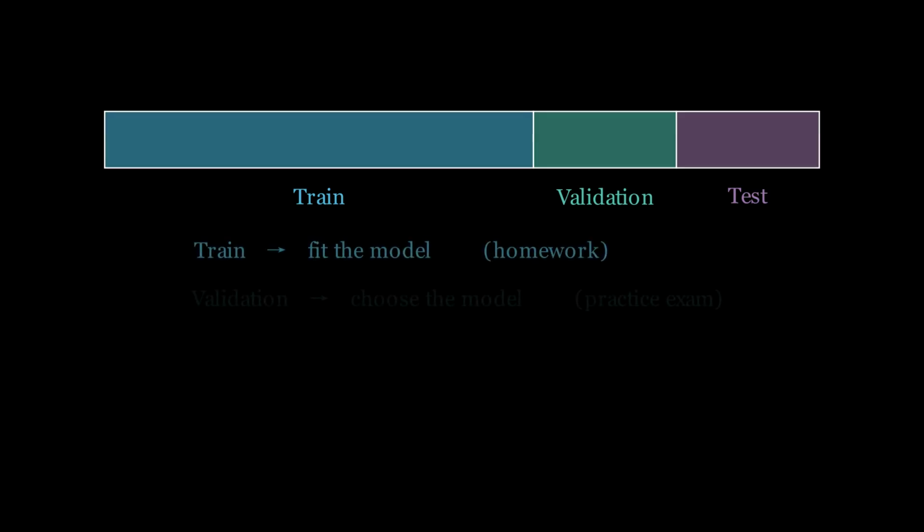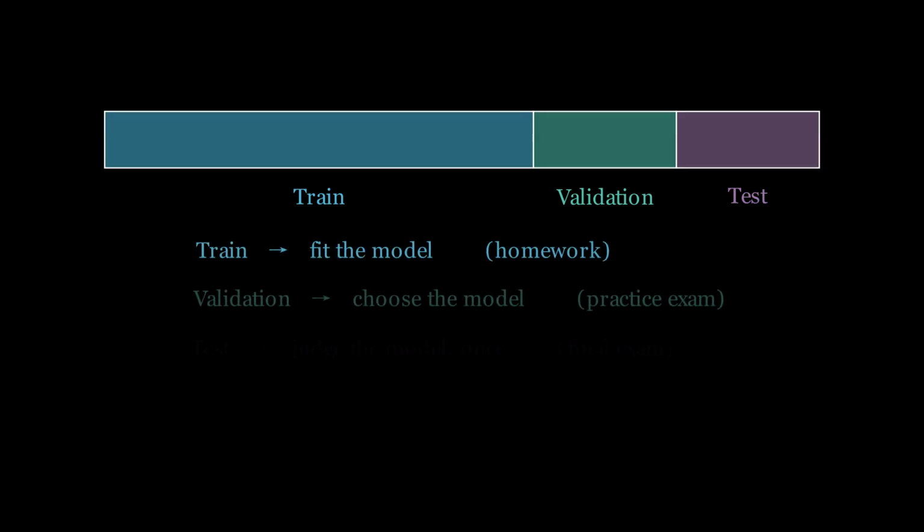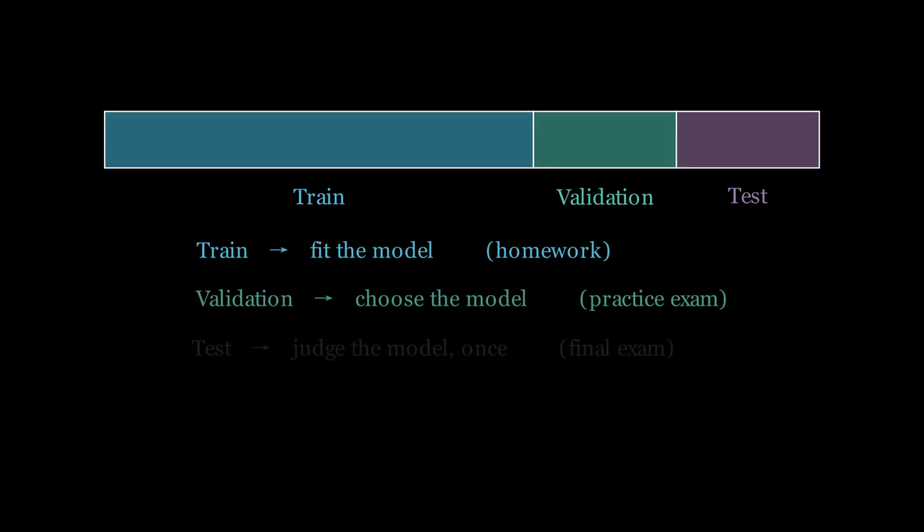You train on the training set, and you use the validation set to pick the model and settings that do best on it. Then, only at the very end, the test set gives the final verdict. Here's the analogy that makes it stick. The training set is your homework. The validation set is the practice exam you use to decide what to study, and the test set is the final, taken exactly once.